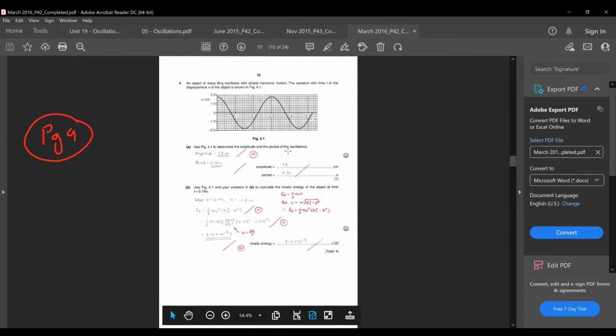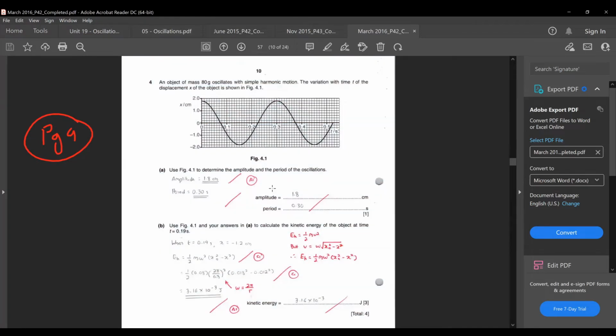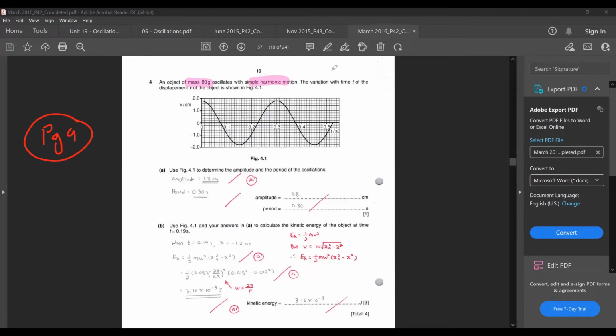An object of mass 80 grams oscillates with simple harmonic motion. The variation in time t of the displacement x of the object is as shown here. From the graph, determine the amplitude and period of the oscillations. So this graph is pretty straightforward. There's no trick behind it. It's really your displacement versus time. This one is already measured from equilibrium, so no hidden tricks. So from this graph, find out the amplitude and period. This is something that you already learned in AS last time.